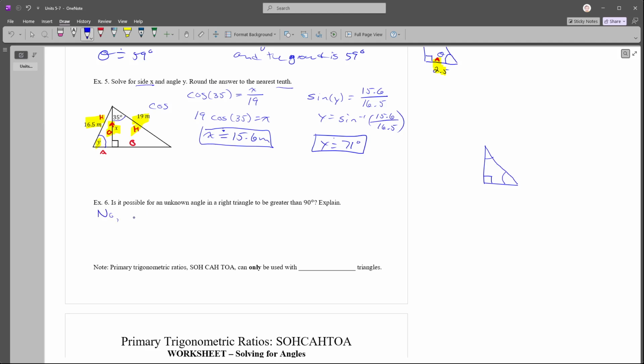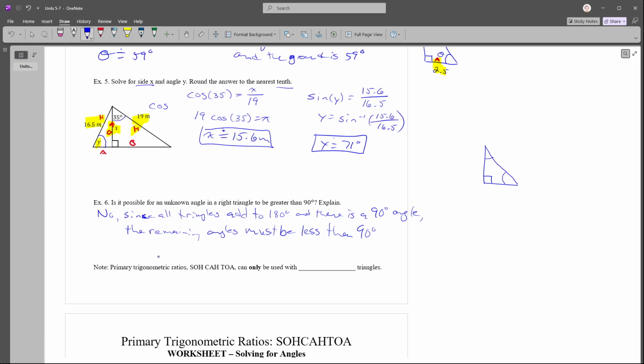Since all angles in a triangle add up to 180 degrees, and there is a 90 degree angle, the remaining angles must be less than 90 degrees.